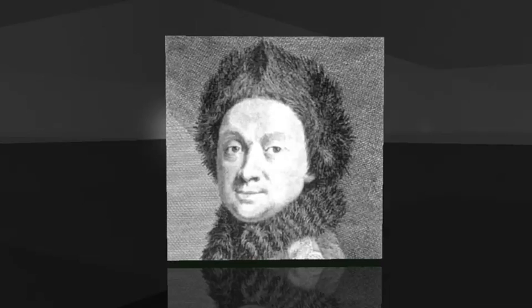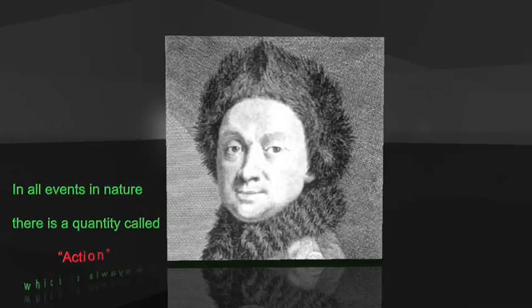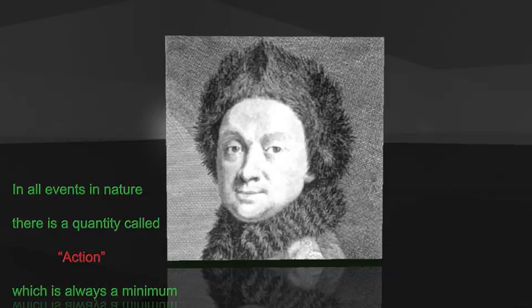Pierre-Louis de Maupertuis, the son of a wealthy pirate, expanded Fermat's least time idea. He wrote that in all events in nature, there is a certain quantity called action, which is always a minimum.